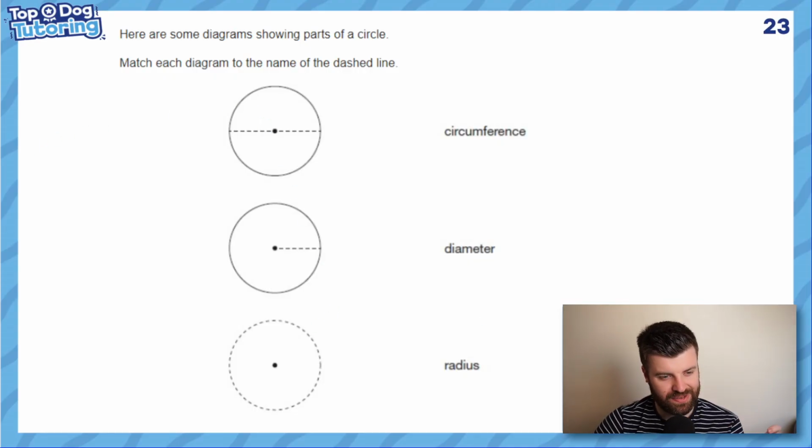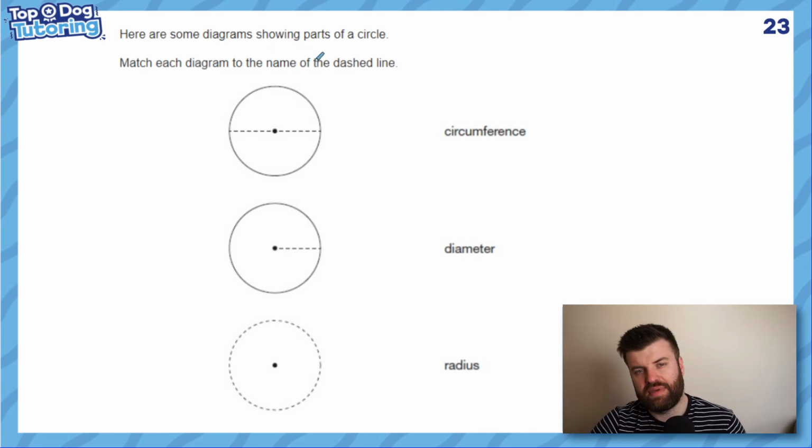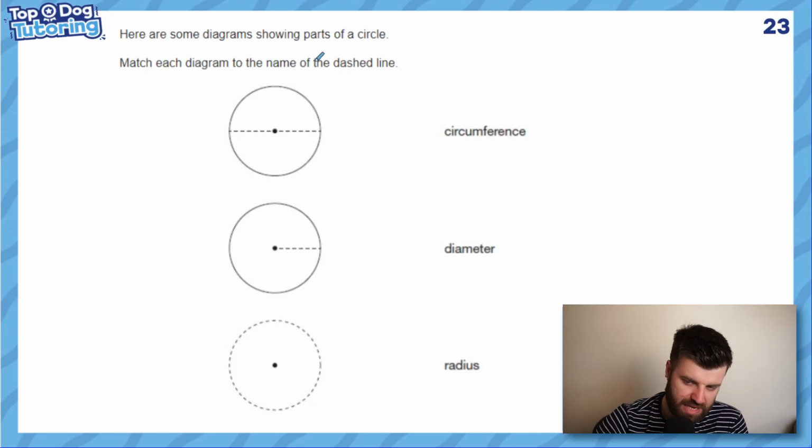Oh, circles. This is just a vocab check, okay? So I'm not going to pause it or anything. Can you already match them up? Here are some diagrams showing parts of a circle. Match each diagram with the name of the dashed line. So we just need to know how circles are made up. As part of geometry, this is a year 6 objective.